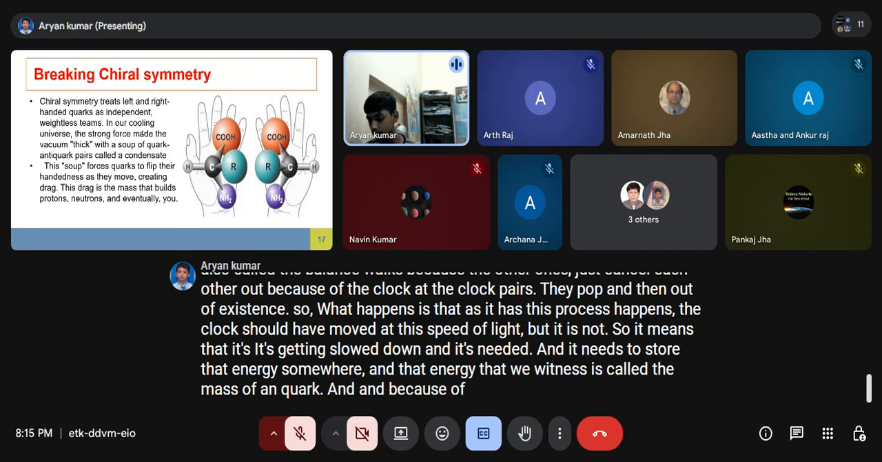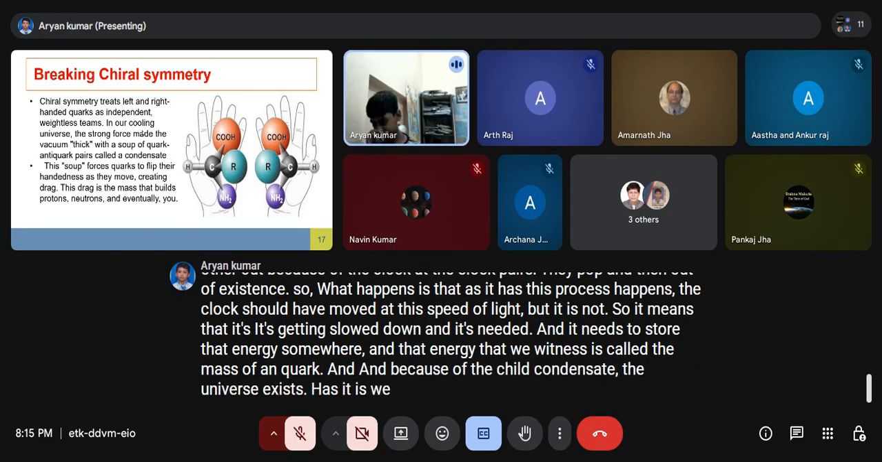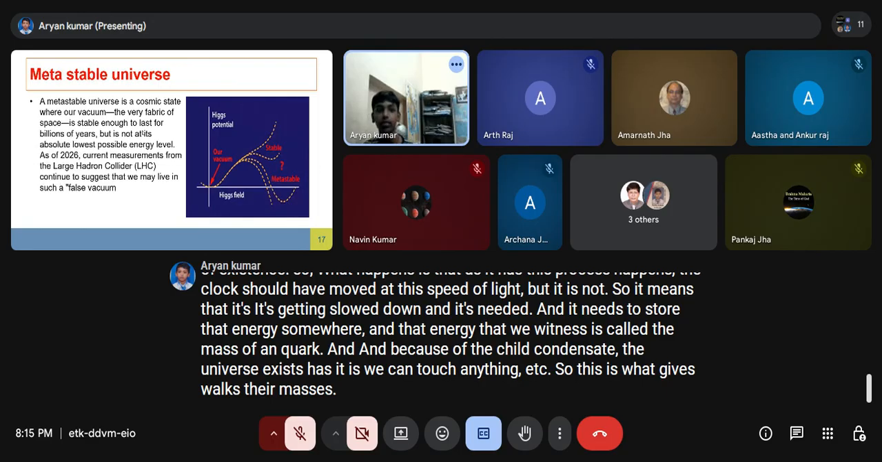And because of the chiral condensate, the universe exists as it is. We can touch anything, etc. So this is what gives quarks their masses.